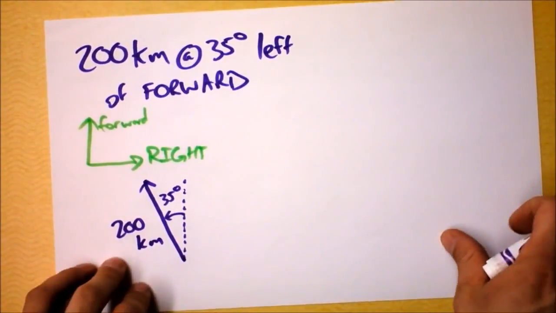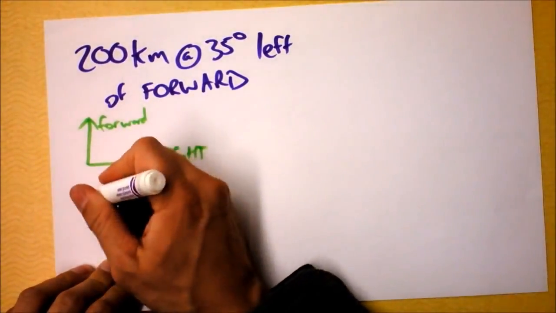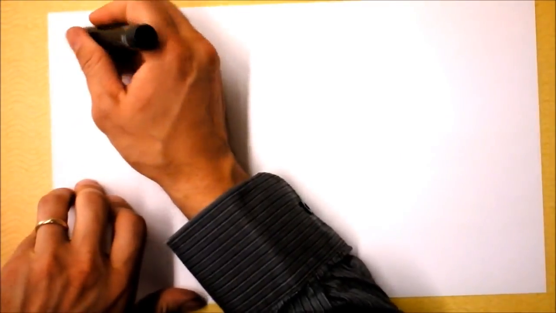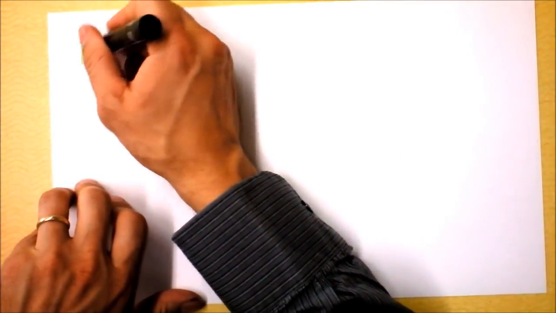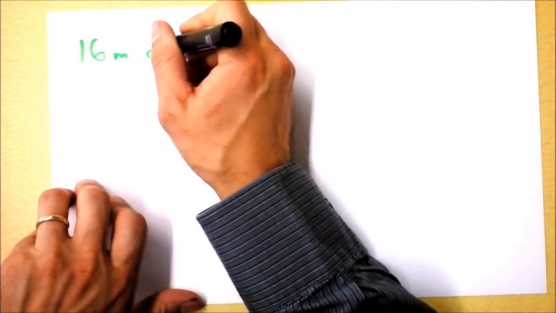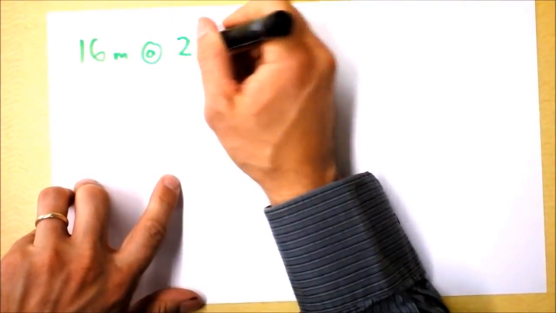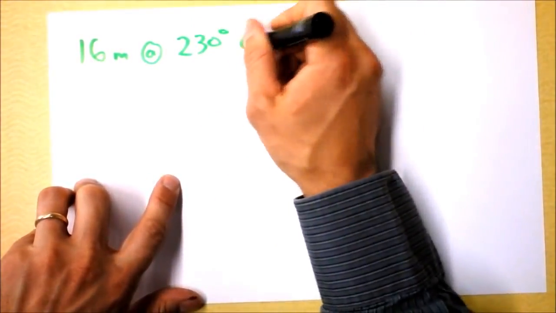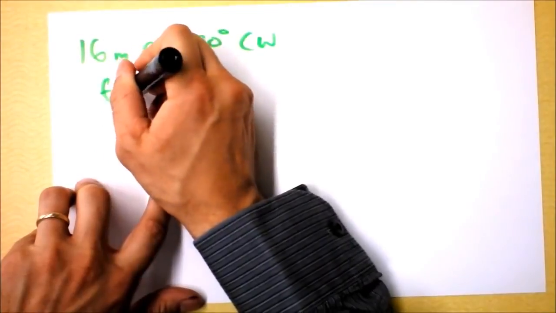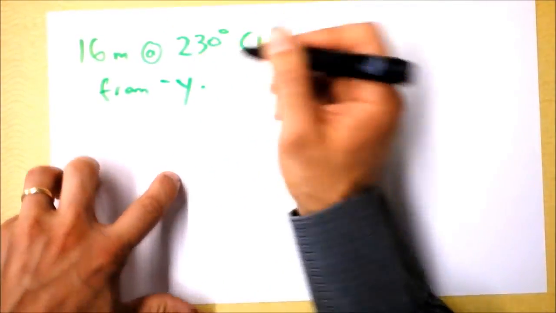You guys want to do a different one? Let's do one final vector. What do we call this? Vector F? Awesome. So let's do vector G. Here we go. Vector G, vector G. I'm making this up on the fly. Vector G is supposed to be 16 meters at 230 degrees clockwise from negative y.